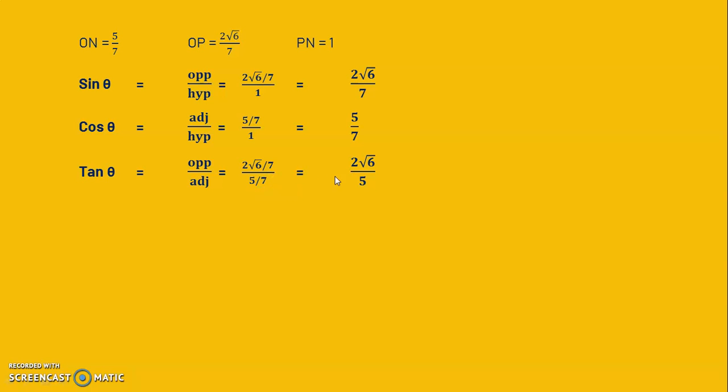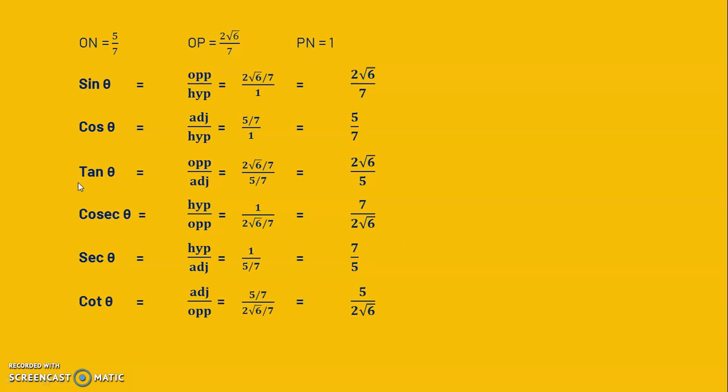And your tan theta is opposite by adjacent, which is 2 root 6 by 7 divided by 5 by 7. 7 and 7 get cancelled. So your answer is 2 root 6 by 5. And your cosecant theta is the inverse of your sin theta. So therefore it is hypotenuse by opposite, that is 1 by 2 root 6 by 7, which is equal to 7 by 2 root 6. And your secant theta is the inverse of cos theta, which is hypotenuse by adjacent, which is 1 by 5 by 7, which is equal to 7 by 5.